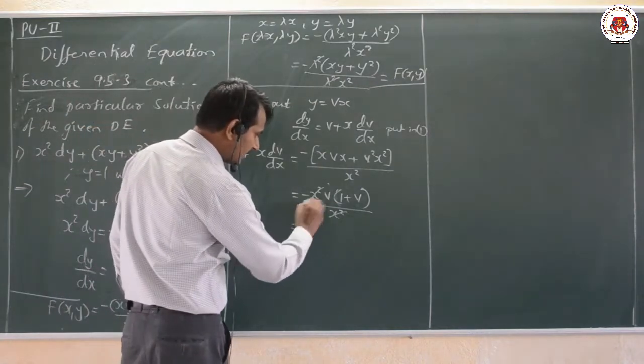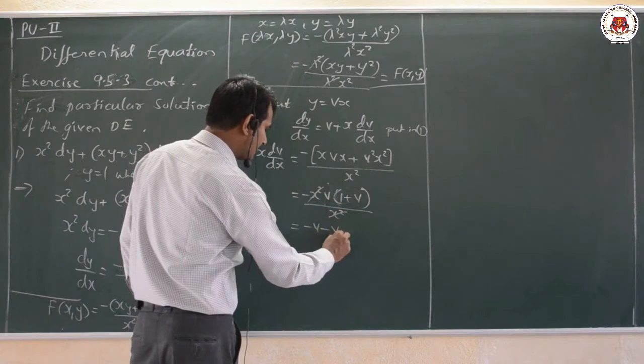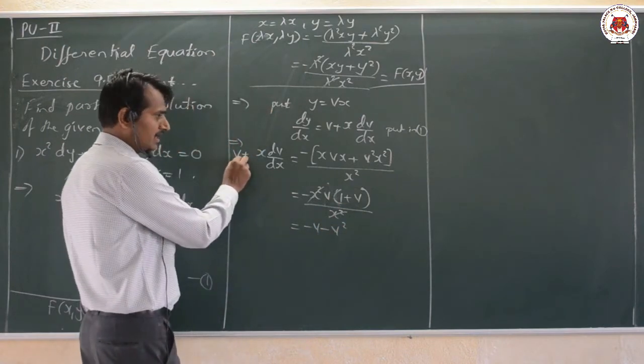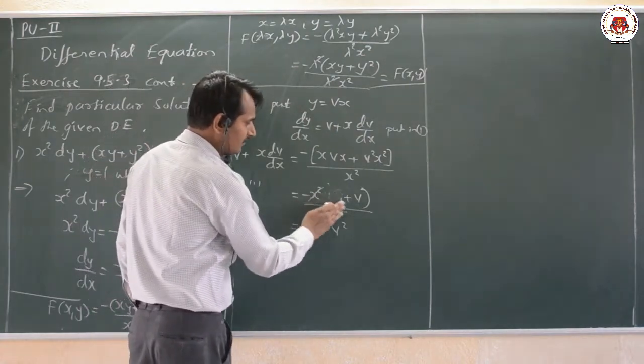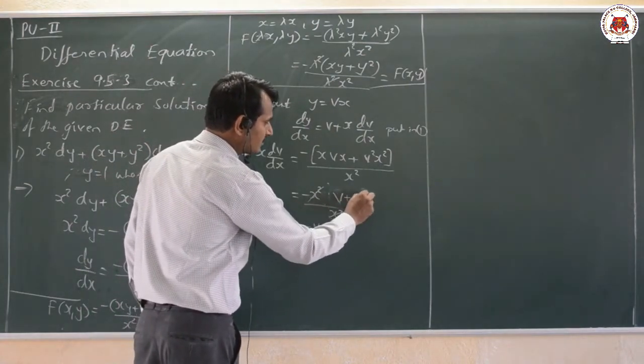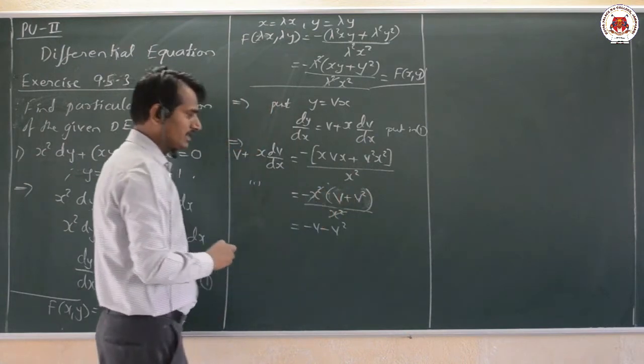Directly I can write it as minus v minus of v square, and the v part is there, I will take it to the RHS. So instead of taking v square common, I will write v plus v square only. That will be easy.